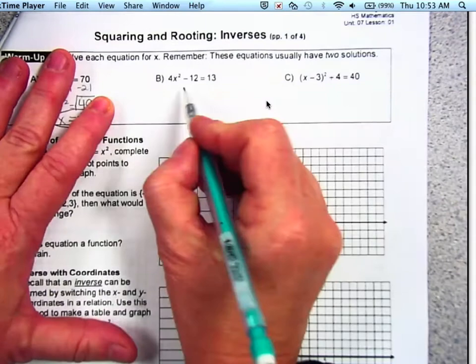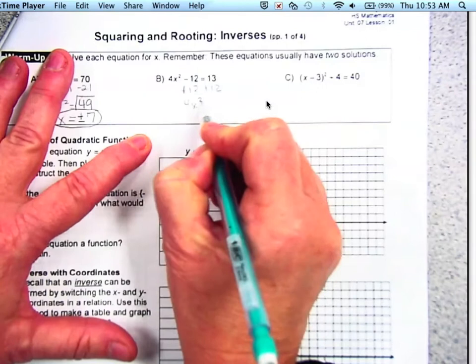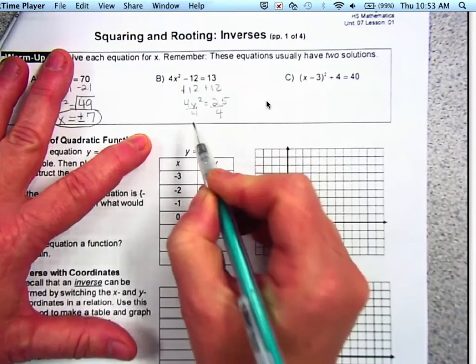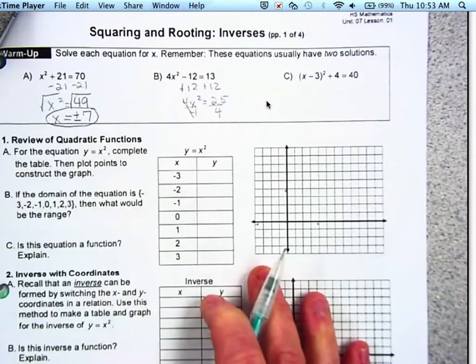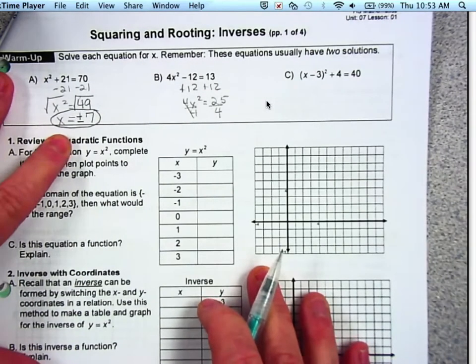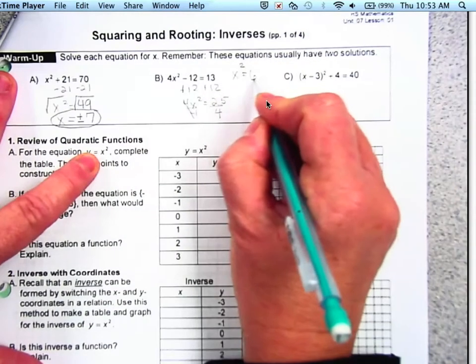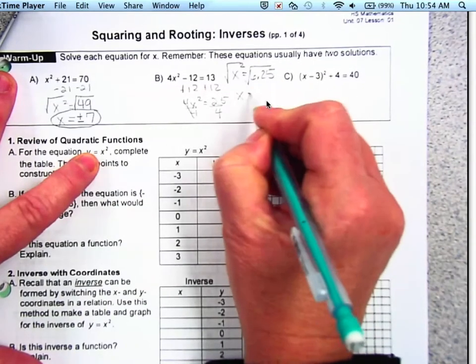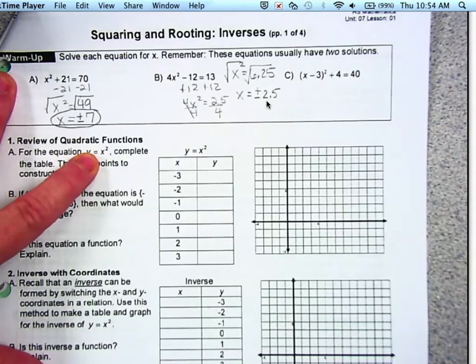So how did you do this? Add 12. 4x squared equals 25, and then divide by 4. Okay, now at this point, you could have left it as 25 over 4. Or most of you made a decimal, didn't you? Yes. So you had x squared equals what? 6.25. Okay, and then what did you do after that? Square root it, so x equals plus or minus 2.5, or a positive 2.5 and a negative 2.5.